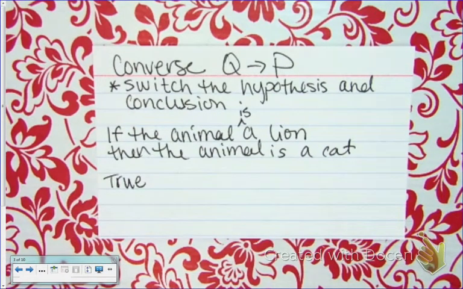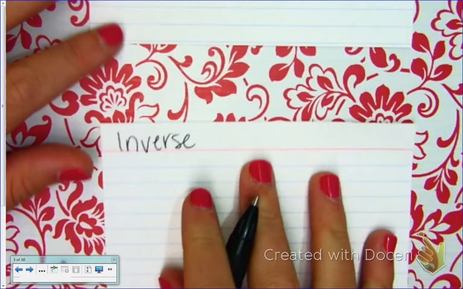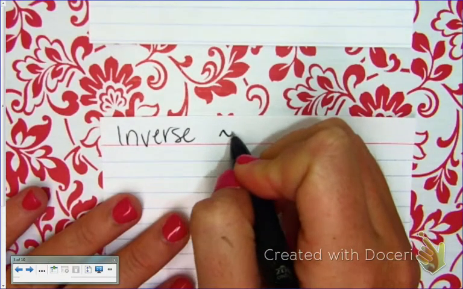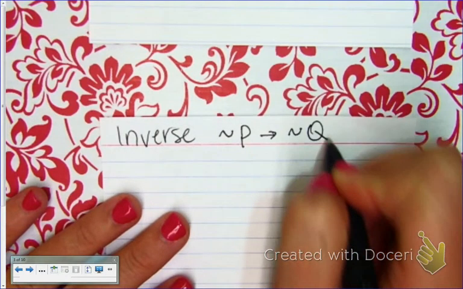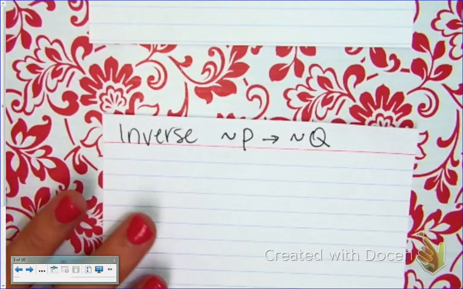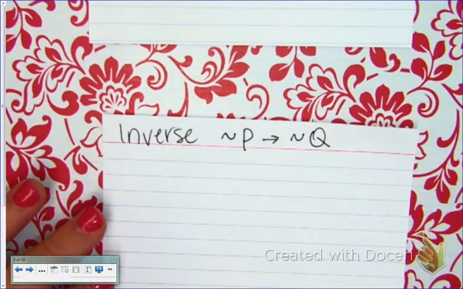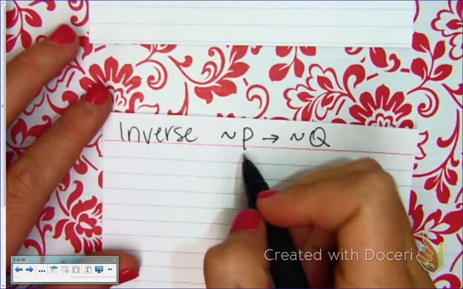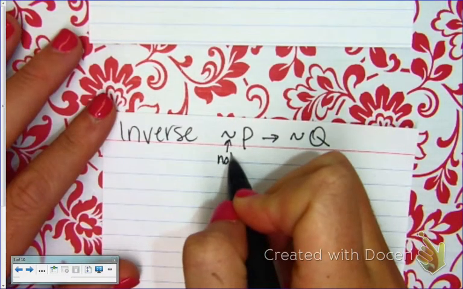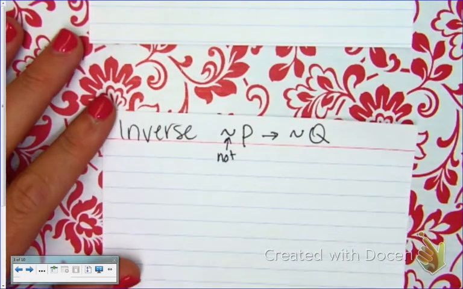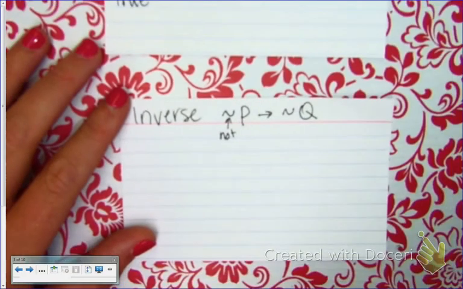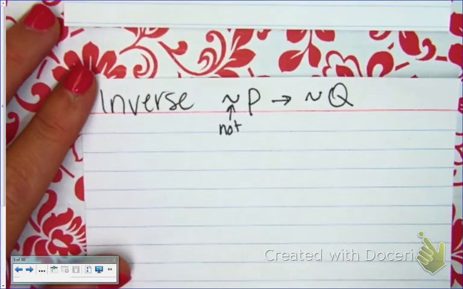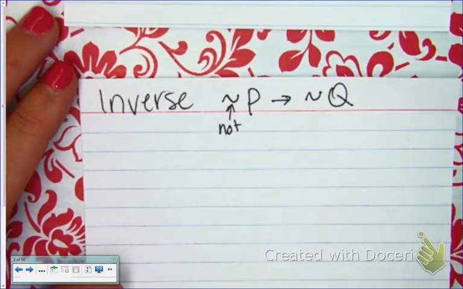So you have inverse. Now notice it has these squiggly things. What do you think those squiggly things are? Not. Okay, hopefully you saw it from the other one. Yes, these mean not. When we take the inverse of something, especially in math, what are we doing? We're negating it. Yes.